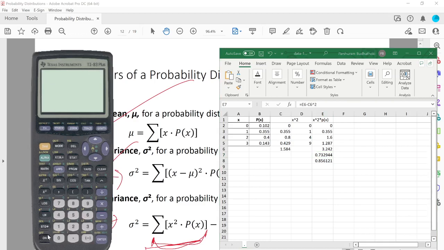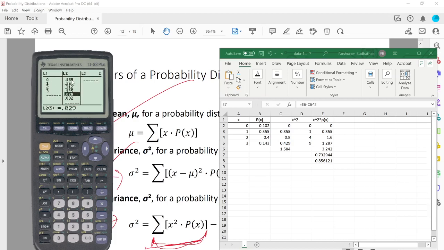For that, first of all, go to Stat, and go to number 1, which is Edit. And now here you can save your data. L1 stands for the first column, L2 stands for the second column. I already used this calculator before to save some data, so it's already there, but you can type it manually. 0, 1, 2, and then up to 3. There is no 4 and there is no 5, so I'm just going to delete those 4 and 5.